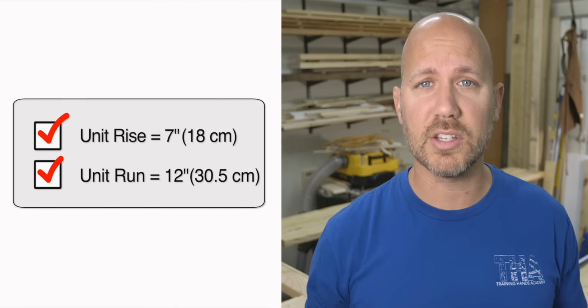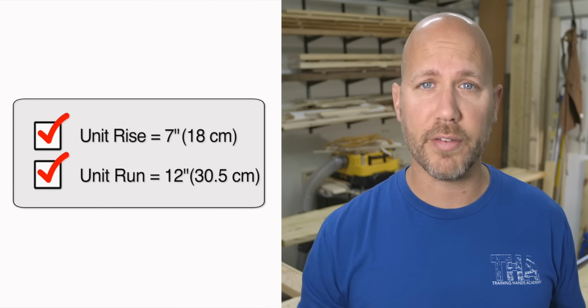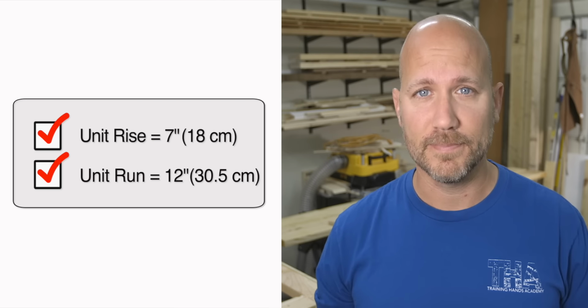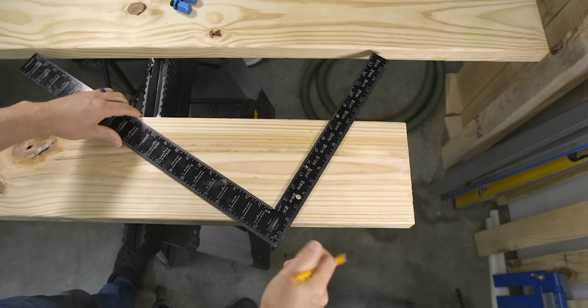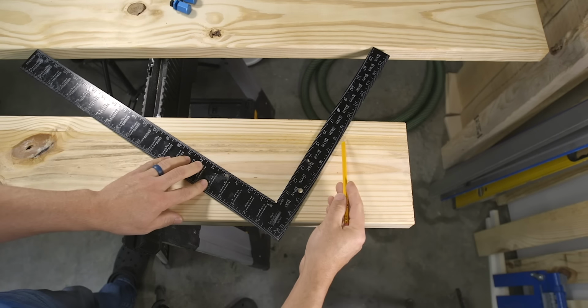Alright, so now that we have a unit rise of 7 inches and a unit run of 12, it's time to take those measurements to the rafter using a framing square. For this example, we'll be using the inside numbers of the framing square and marking on the outside. However, depending on the width of your framing material or just personal preference, you can totally use the outside numbers of the framing square as well.